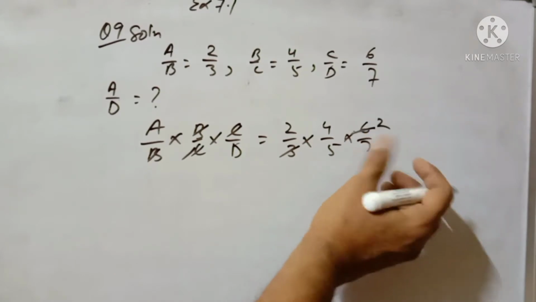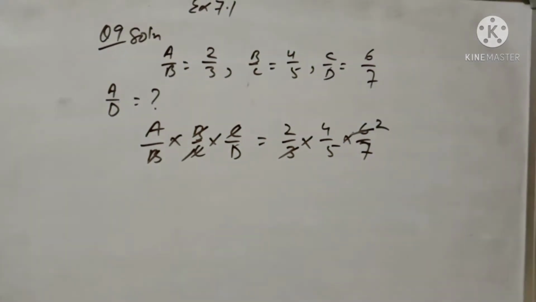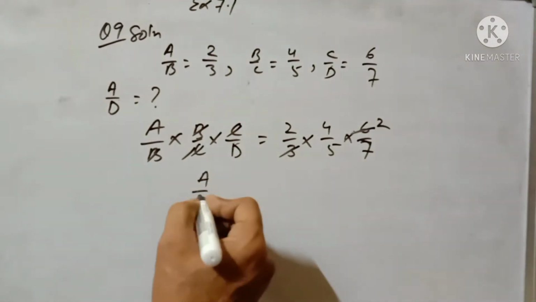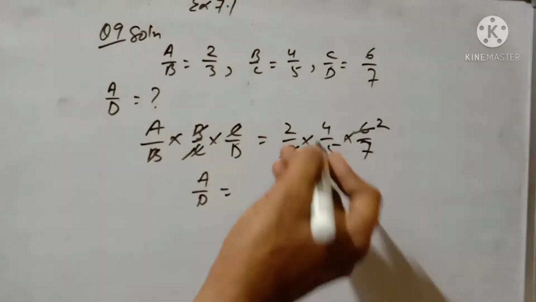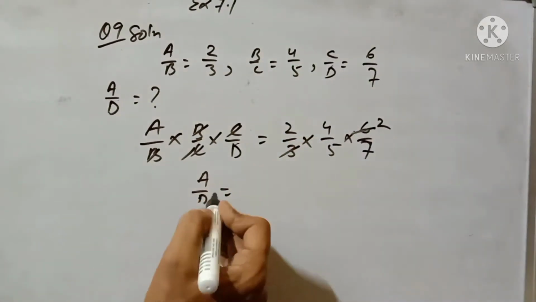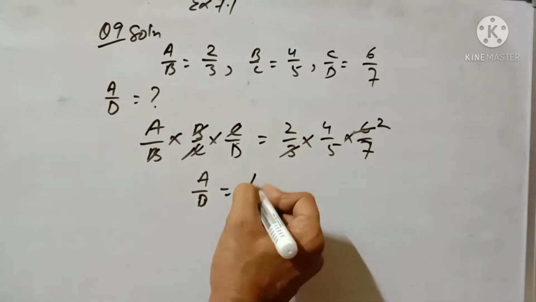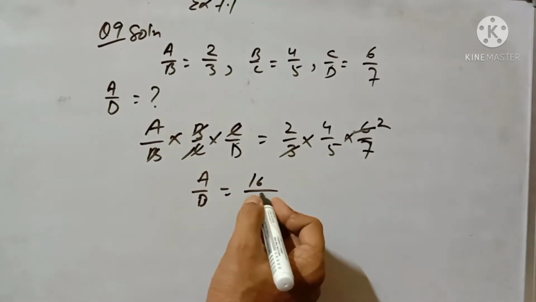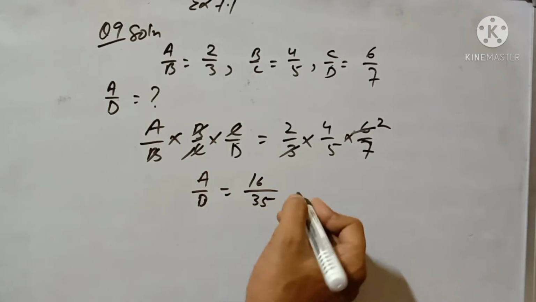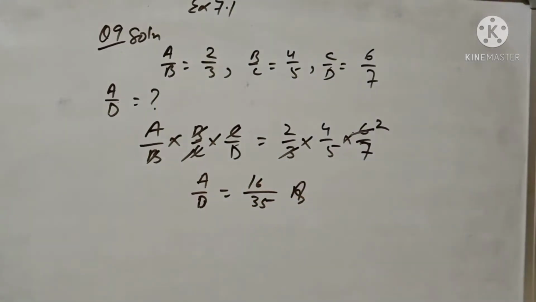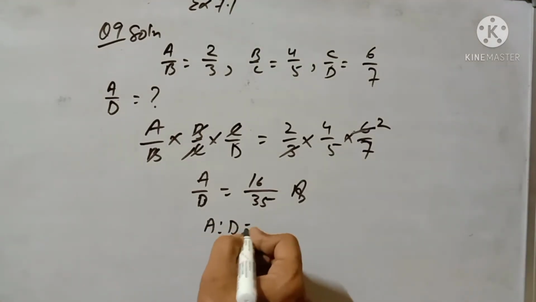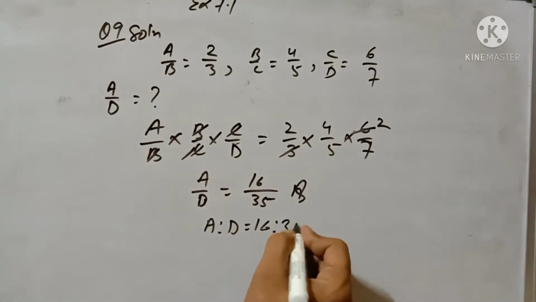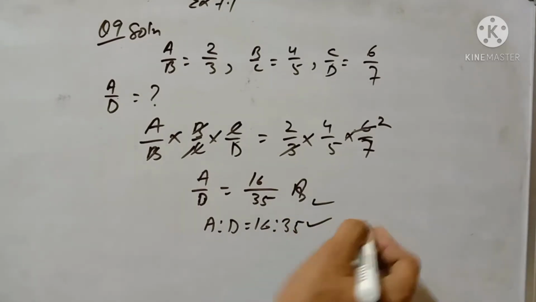This is our A/D. Anything else it will go? No. So our remaining term is what? A/D is equal to 2 4s are 8, 8 2s are 16. So 16, and this is 3 5s are 15, 5 7s are 35. Write down please. So A ratio B, what you have to find? A ratio D. A ratio D is equal to 16 ratio 35. Either this one or this one you can write. This is our required answer.